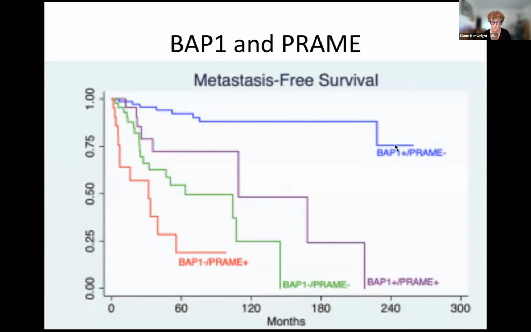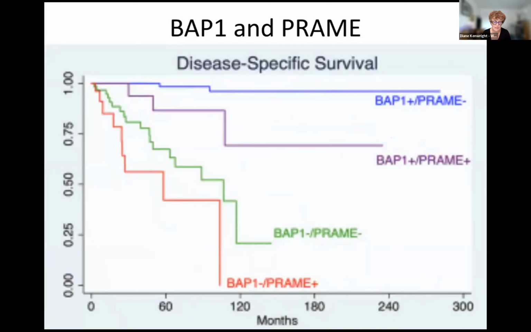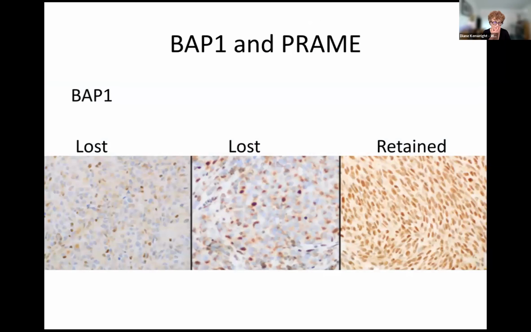If we do these immunohistochemistries, BAP1 and PRAME, it divides into 4 groups. One where we have intact BAP1 and no gain of PRAME, so basically BAP1 and PRAME stay normal. We've got a really bad group where BAP1 and PRAME are both abnormal. And then we've got the combination where BAP1 is normal and PRAME is abnormal. It is slightly confusing, and I'll come to my pictures in a moment. For metastasis-free survival and disease-free survival, BAP1 and PRAME are really great.